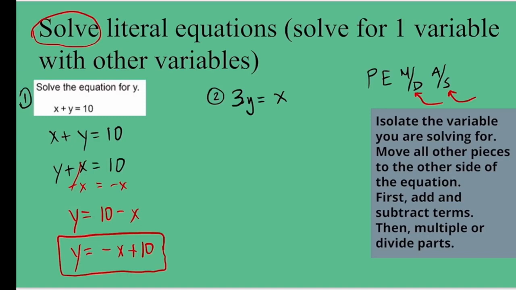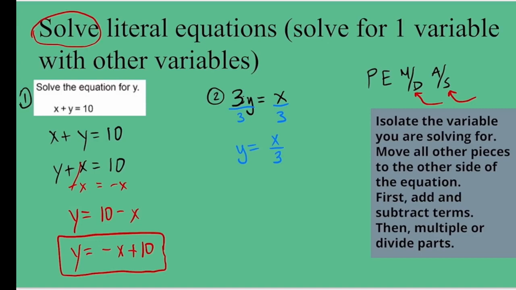For question 2, we're going to solve for y again. So 3 times y is equal to x. The opposite of multiplying by 3 is dividing by 3. So we get y equals x over 3.